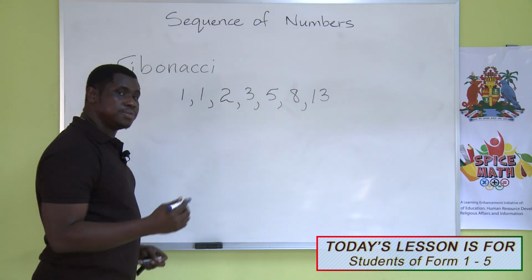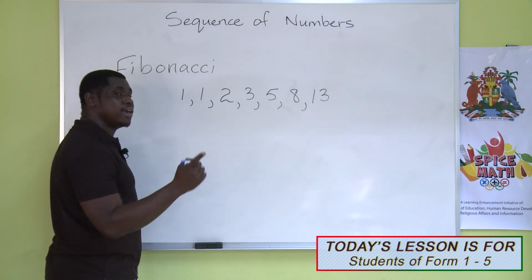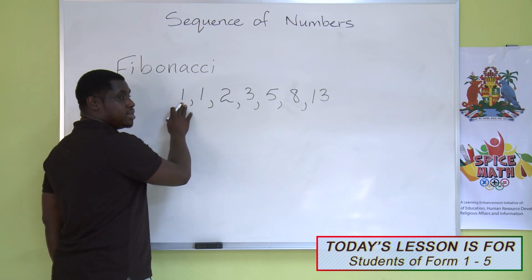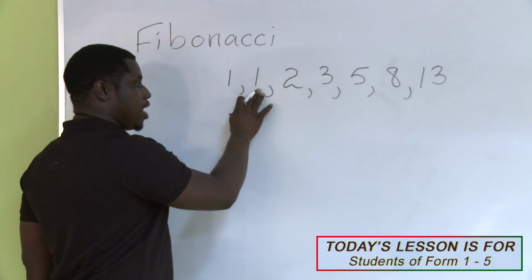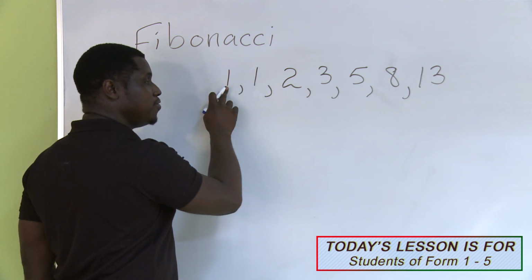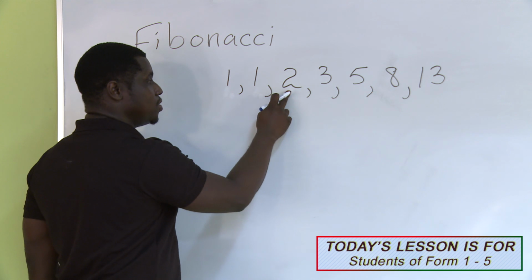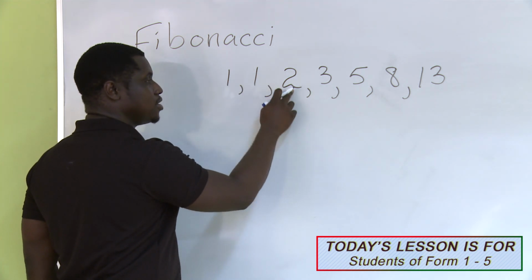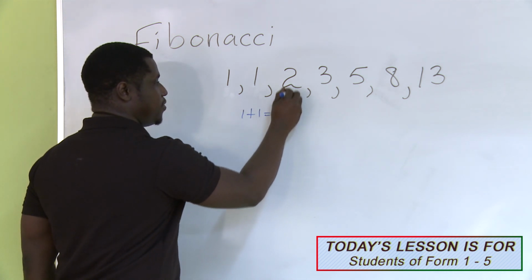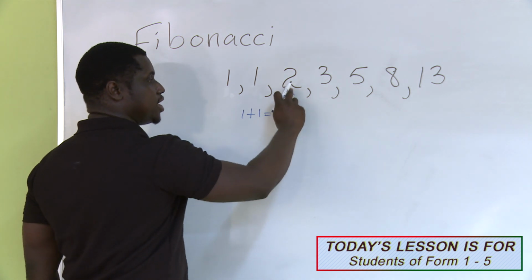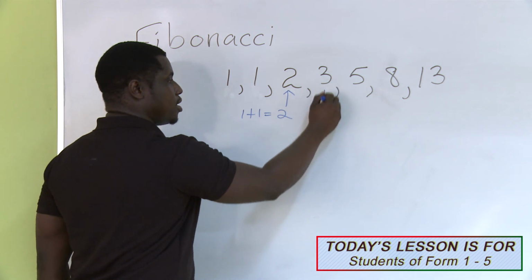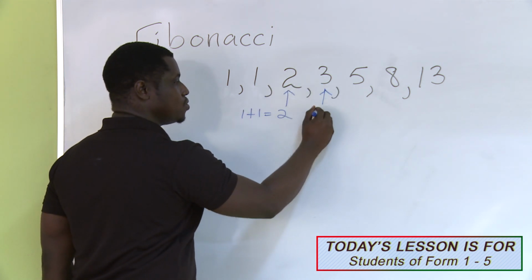What happens with the Fibonacci sequence? For me to get a subsequent term, I would have to add the 2 previous terms. So, if I'm beginning here, from 1, they give me this term here as 1. Now, to get the next term, I have 2 previous terms here. So to get the next term, I'm going to add 1 plus 1 gives me 2. That's for this term. And then to get the next term here, I'm going to add the 2 previous terms. So to get 3, I would have to add 1 plus 2.